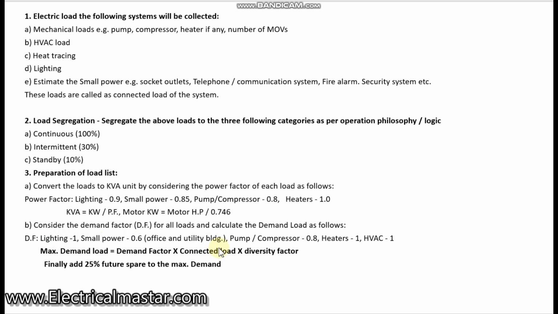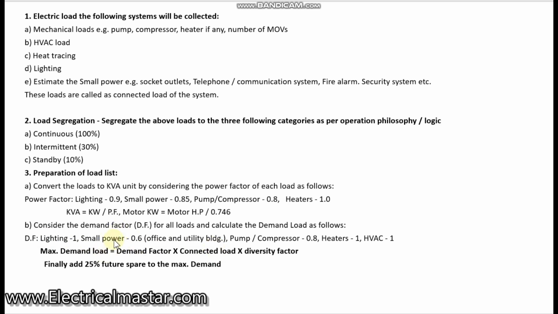In the same way, as per IEC standard, they have given some demand diversity factors for all the individual loads. For example, for lighting you have to consider a diversity factor of 1. For example, it is a socket load.